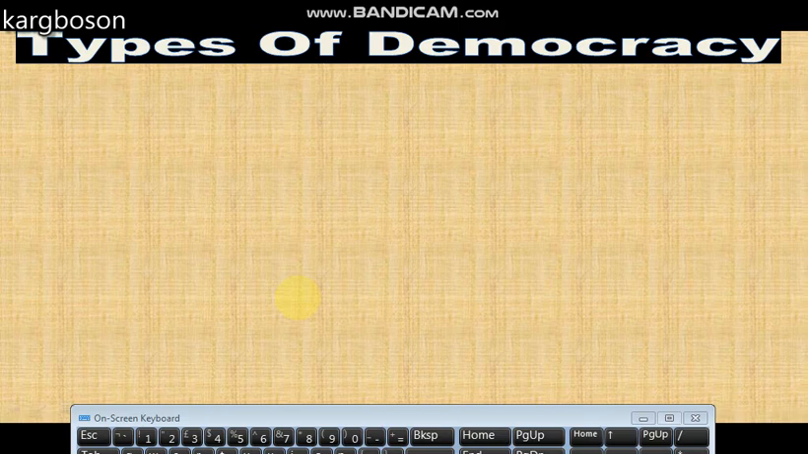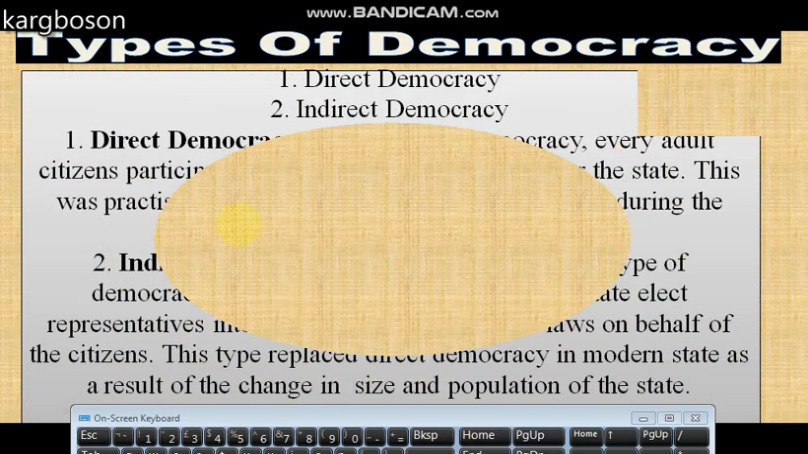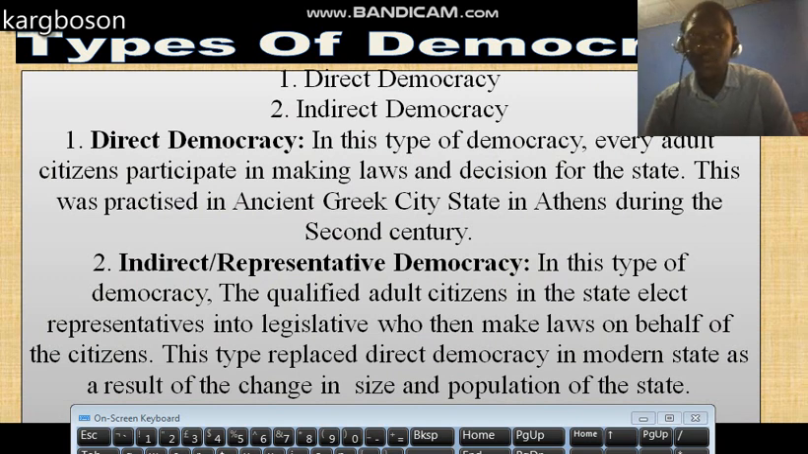In types of democracy, we have two types: direct democracy and indirect democracy. Direct democracy, in this type of democracy, every adult citizen participates in making laws and decisions for the state. This was practiced in ancient Greek city-states in Athens during the 2nd century. Because the population was not too large at that time, people practiced what we call direct democracy.